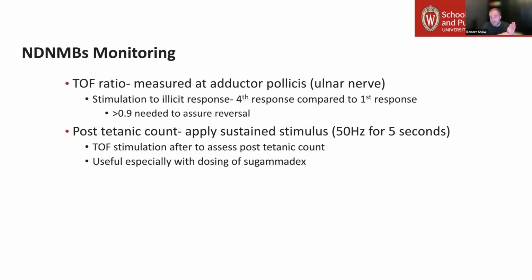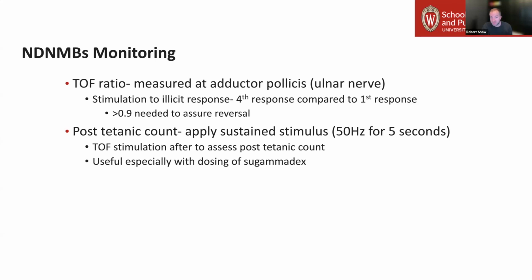So seeing, yes, is a qualitative function, but to assure that we are fully reversed at the end of an anesthetic, we want a quantitative number. So typically it's a train of 4, so we're stimulating 4 times, and we're comparing the 4th response compared to the 1st response. We want that ratio to be greater than 0.9 to assure that we have fully reversed the neuromuscular blockade.